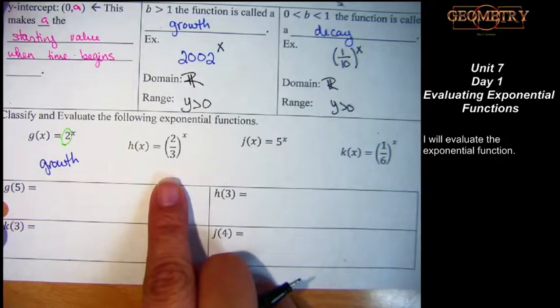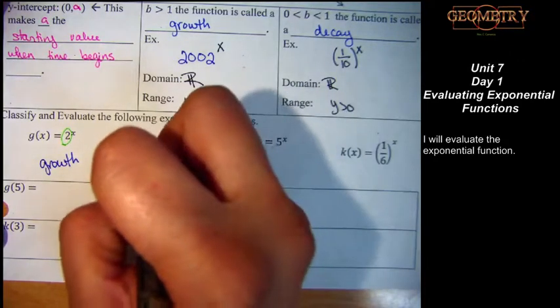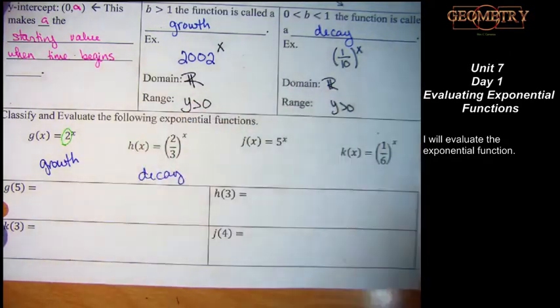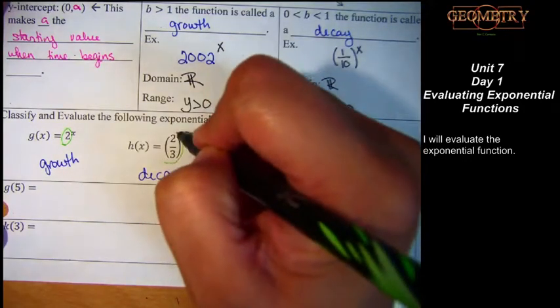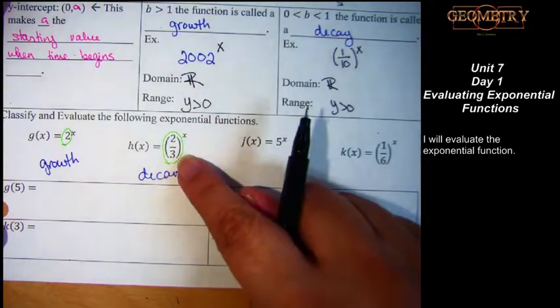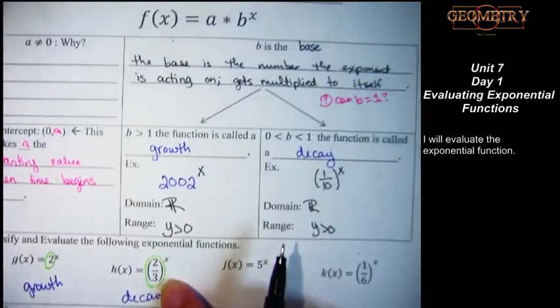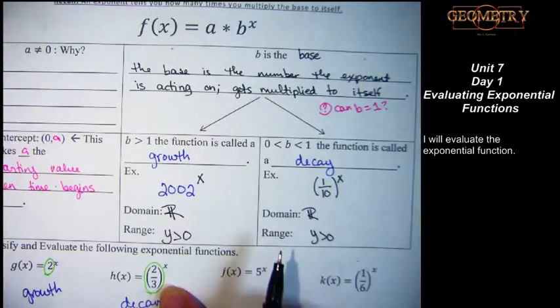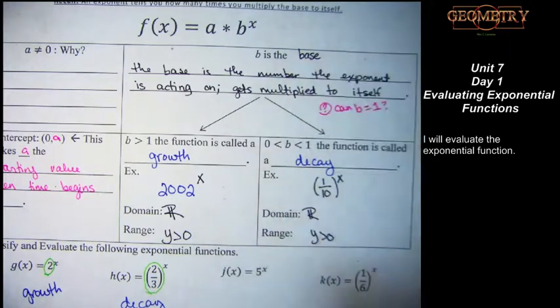This one, growth or decay? Good. Why? Because it's smaller than 1, because this number here is smaller than 1. What is the name of the number in this position? Denominator. No, wait, B, which is the base. Base.